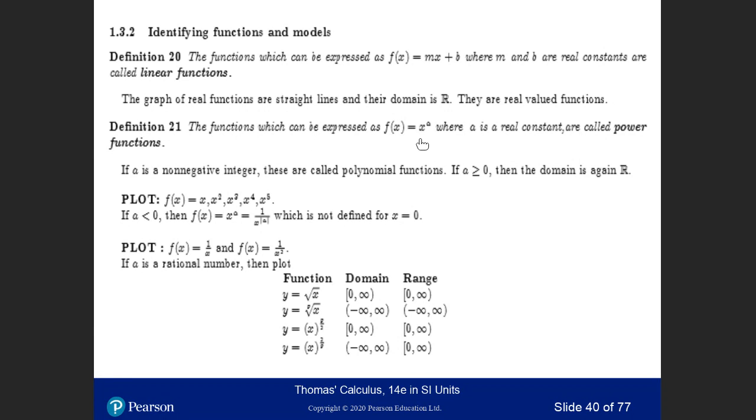Functions which can be expressed as x to the power a, where a is a real constant, are called power functions. Now, if a is greater than 0, then the domain is again the set of all real numbers. But a could be less than 0. That's x to the a, where a is a negative number, and that means 1 over x to the absolute value of a. Okay, let's look at graphs of these functions.